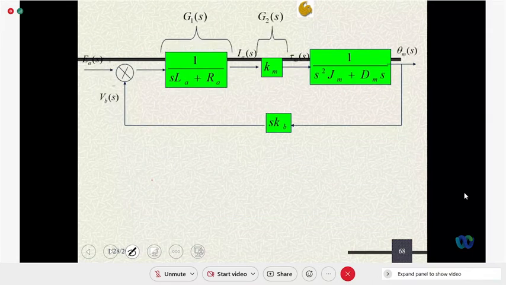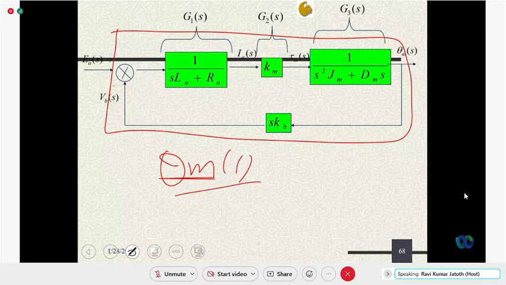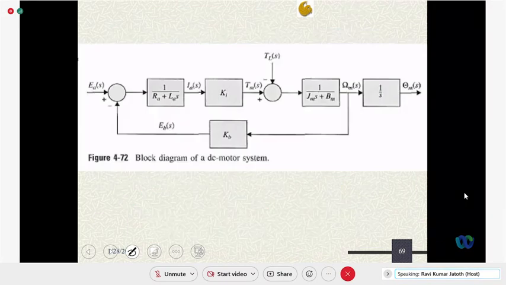So now if you take G1, G2 and all, our objective is to reduce all these things and find the transfer function, which is Tm of s by Ea of s. This is what we try to do in the next classes. How to do that? We can do it now.